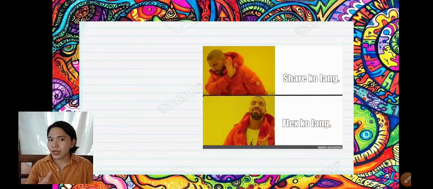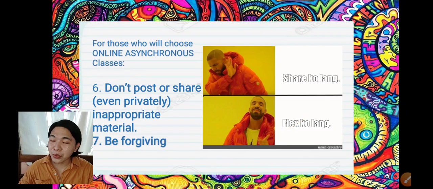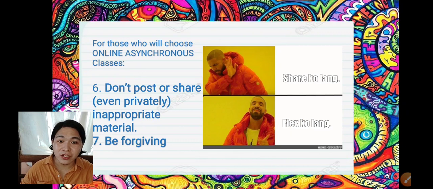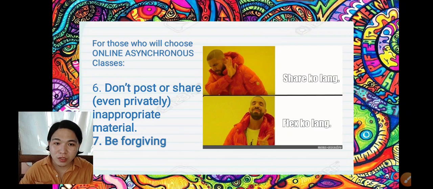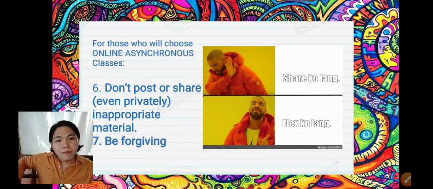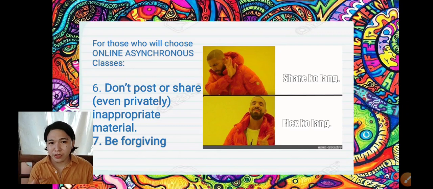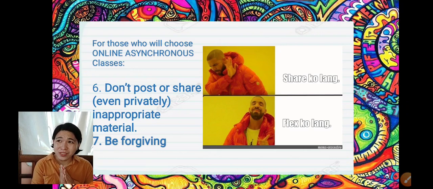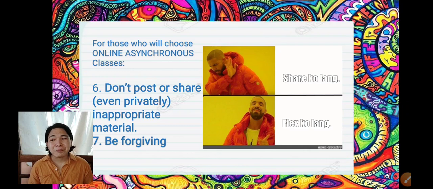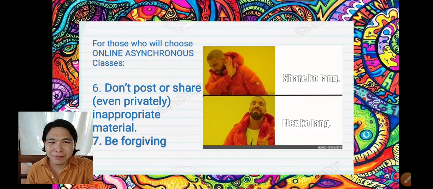And of course, share ko lang, flex ko lang, char. Don't post or share even private inappropriate material, most especially in our group chat na magkwentong last semester. Mag-share lagi o ka ng mga material na not relevant with our subject. Okay? So please, of course, if it is related with our subject, I would really love ganan kayo ko, most especially kung related sa art.